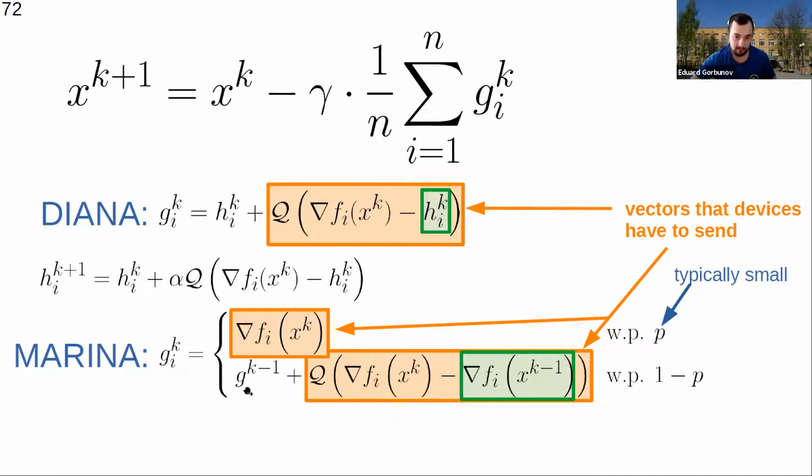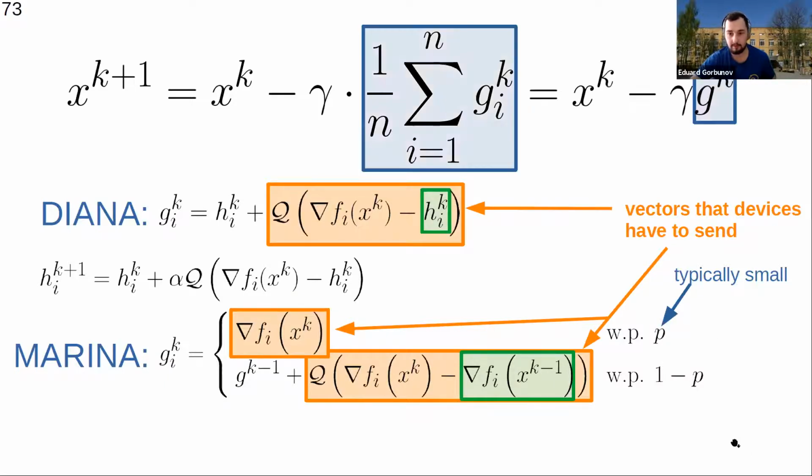GK minus 1 does not need to be sent because the server already knows this vector. GK here is defined as an average of GIKs, and the server knows it from the previous iteration. So is this supposed to be GIK minus 1? Is it missing subscript I? No, probably not. It does not matter algorithmically, because it does not change anything in the algorithm. I use this representation just to fit this framework.